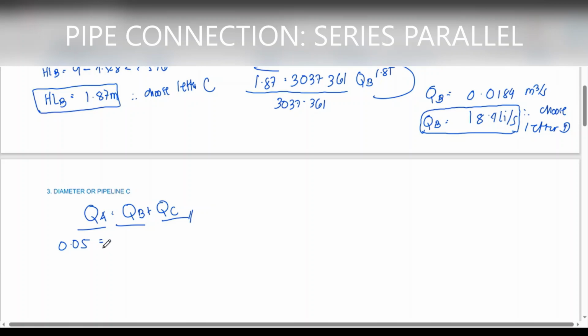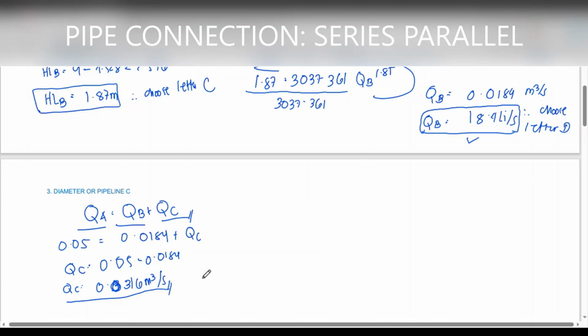QA is actually equal to 0.05. It is already given in the problem. QB is this one, 0.0184 plus QC. So we can solve for our QC, that is equal to 0.05 minus 0.0184, or QC is equal to 0.0316 cubic meter per second.